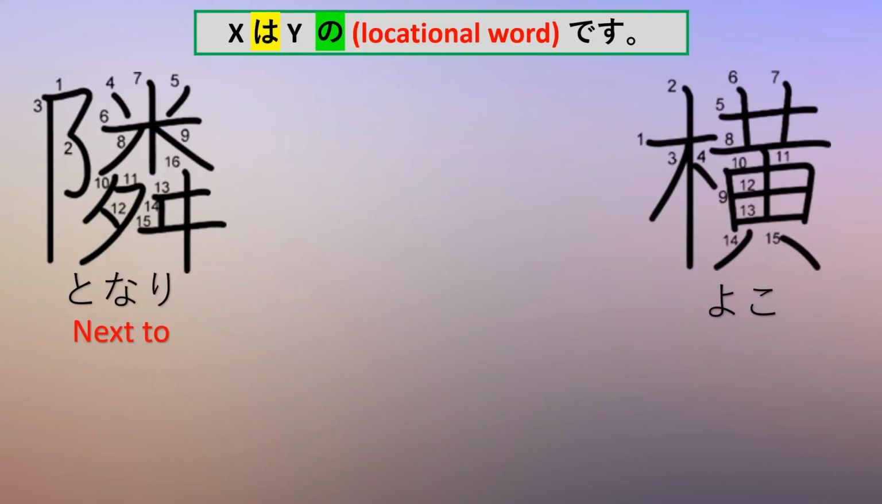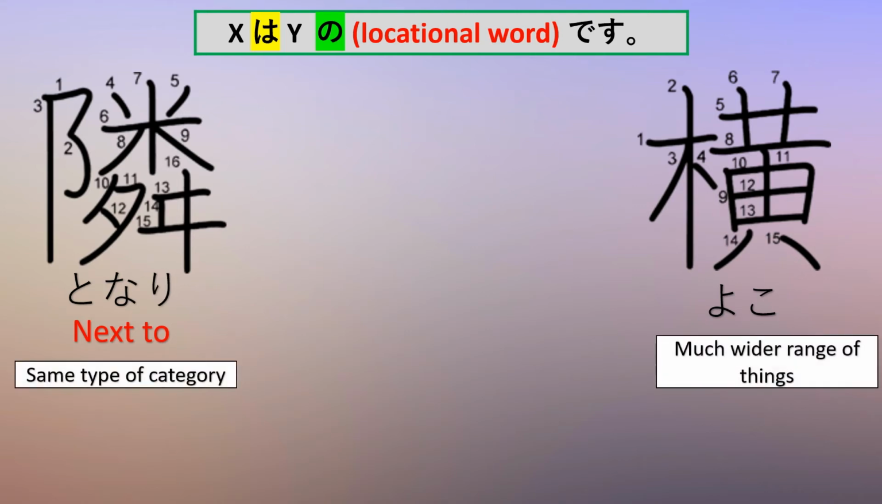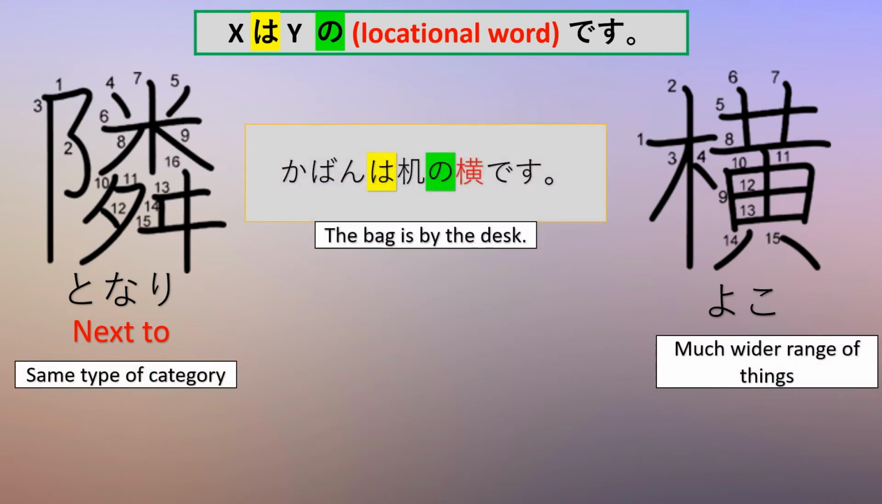We use yoko for a much wider range of things. Yoko is the same as next to. For example, kaban wa tsukue no yoko desu. The bag is by the desk. Here, the bag and the desk are not of the same category, so we use yoko.